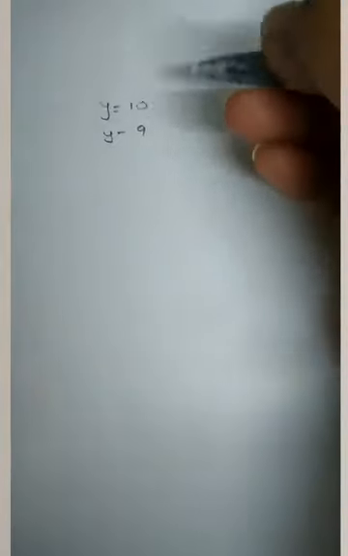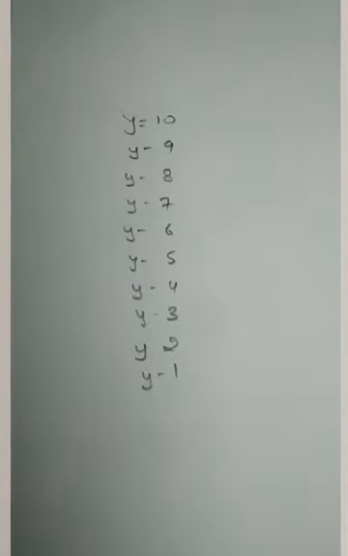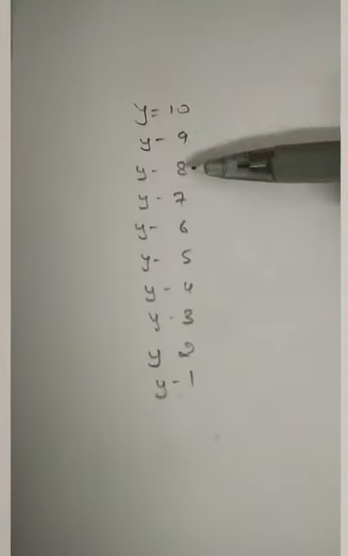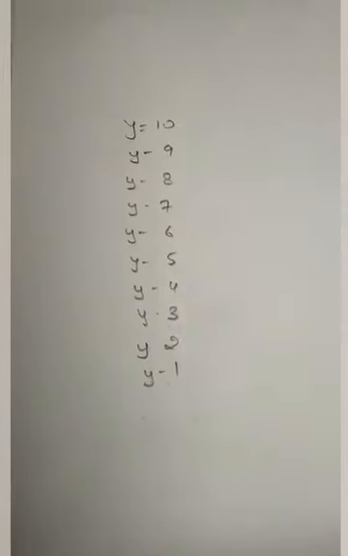y10, y9, see, opposite you have to come. y8, y7, y6, y5, y4, y3, y2, y1. These numbers are there: 10, 9, 8, 7, 6, 5, 4, 3, 2, 1. Now these numbers you have to join with the x numbers.